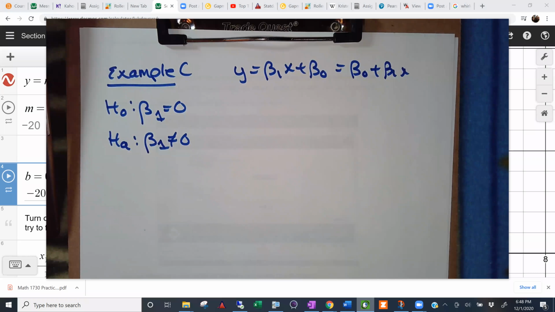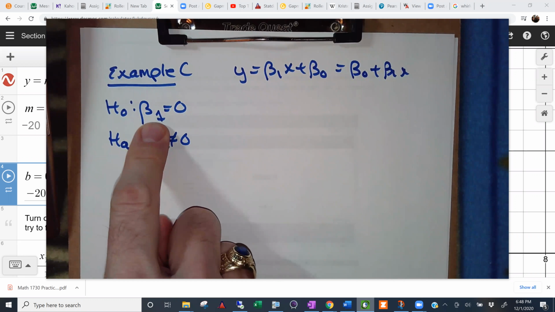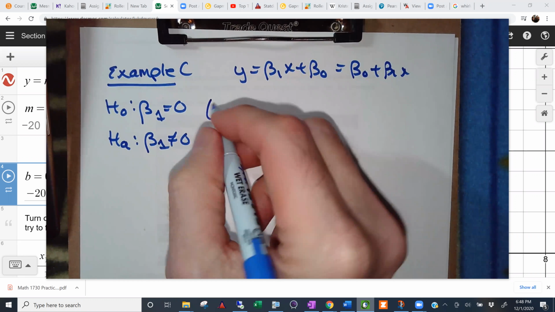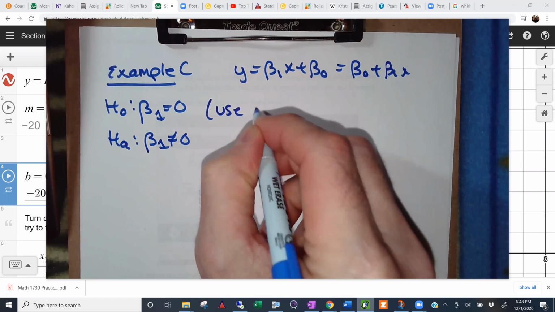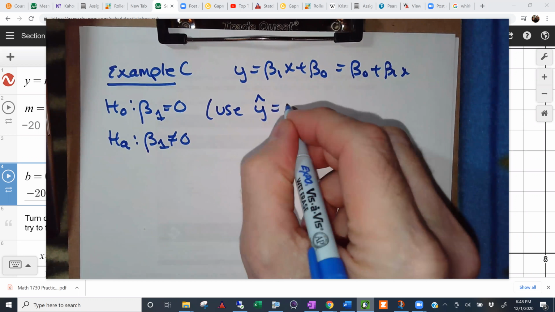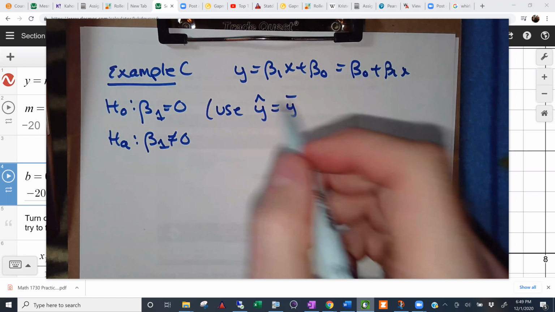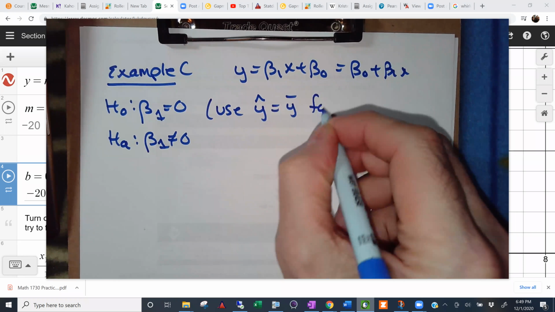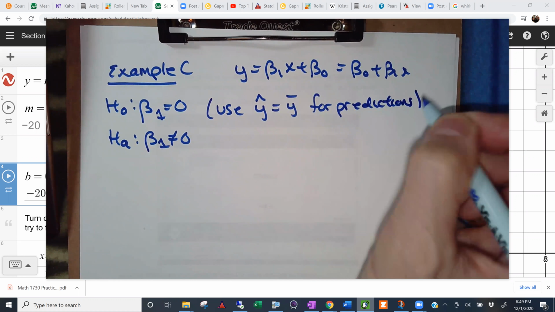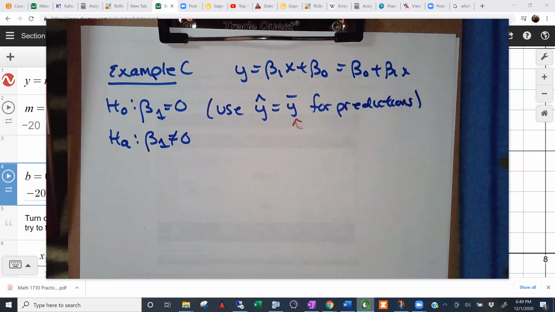So what if you don't have the equation? What if you can't get rid of this assumption? If you can't reject H naught, you're going to use y hat, your predicted value, equal to the mean value for y. Use this for predictions. And y bar is the mean value for y.